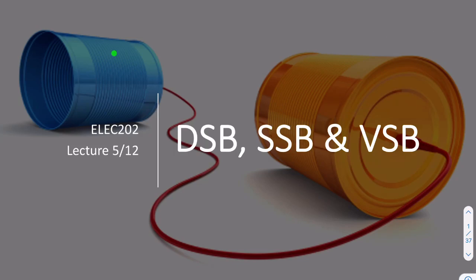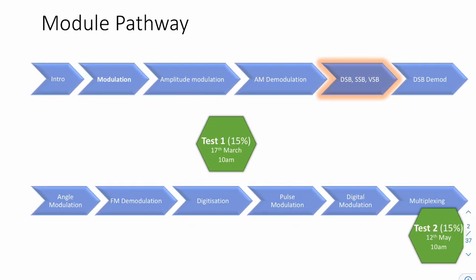Hello and welcome to lecture 5, where we're going to talk about three different types of amplitude modulation: DSB, SSB and VSB. And we'll look at what these three things stand for in a few minutes. So last week we spoke about how to demodulate AM after previously speaking about amplitude modulation. So these are three more variants of amplitude modulation, each with their own unique properties.